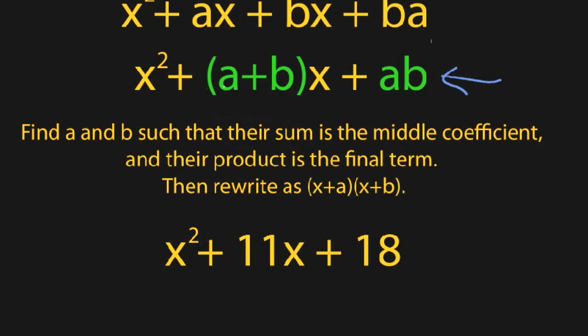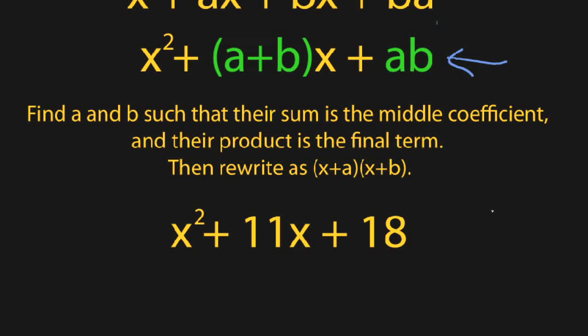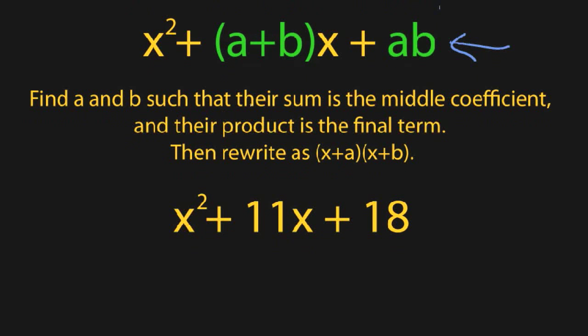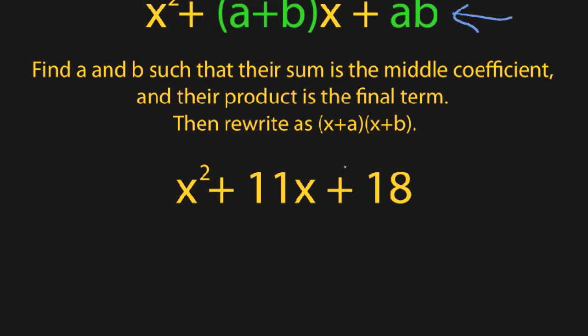You see we have two numbers, a and b, where a plus b is the middle coefficient and a times b is the last term. So in order to factor a quadratic equation, we just need to find a and b such that their sum is the middle coefficient and their product is the final term, and then rewrite as x plus a times x plus b. Something worth mentioning is that this only works when you have a 1x squared.